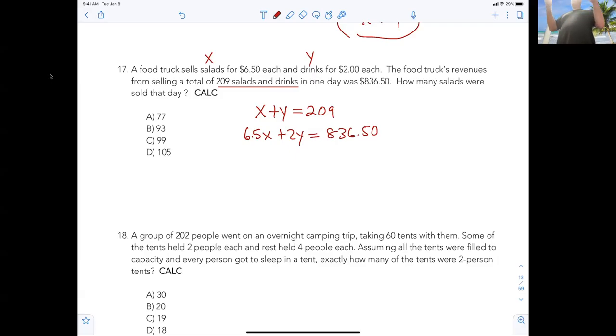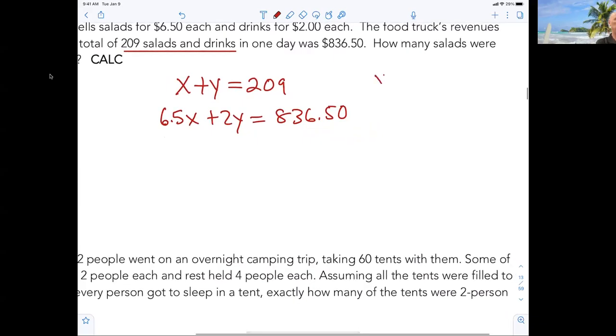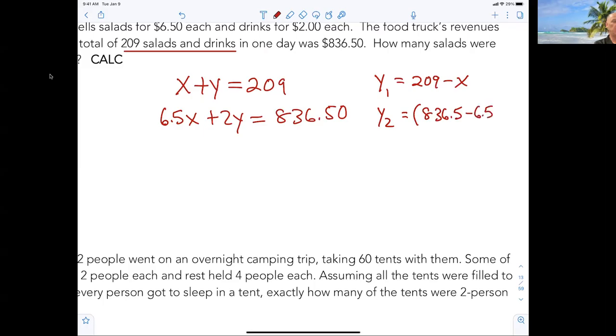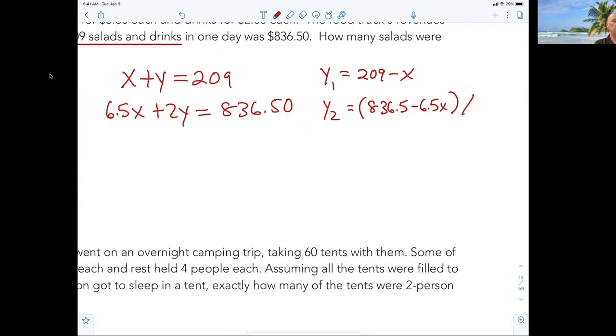First of all, we have to put everything in terms of Y equals. The first one, does everybody agree, is Y1 equals 209 minus X. Is everybody happy with that? Then under Y2, here's where I want you to be smart. I make all of my Algebra 1 kids know this. You have to solve for y quickly. So to do that, it's 836.5 minus 6.5x, close parentheses, divided by 2.